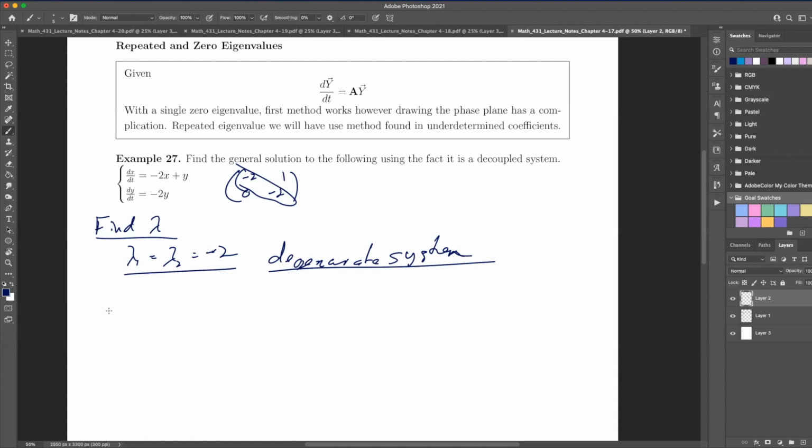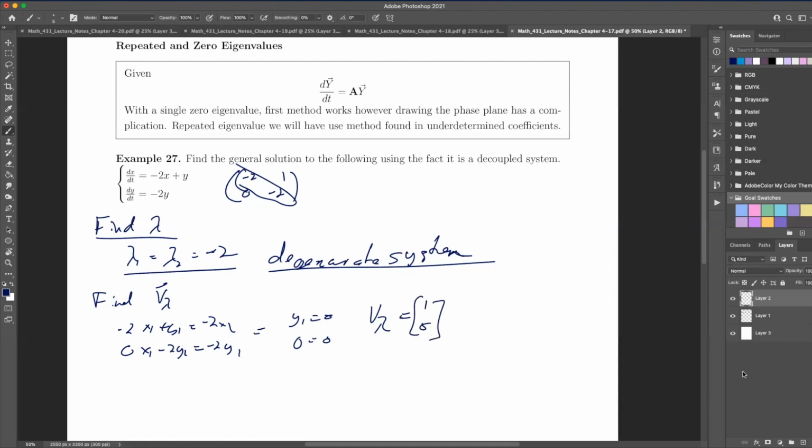So anyways, our next step would be to find the eigenvectors. So v lambda. In this case, I'll have -2 x1 plus y1 equals -2 x1, and then 0 x1 plus -2 y1 equals -2 y1. This translates into y1 equals 0, 0 equals 0. So our vector here is 0 in the y component, free in the x component, so we're going to put a 1. Okay, so that's our vector.